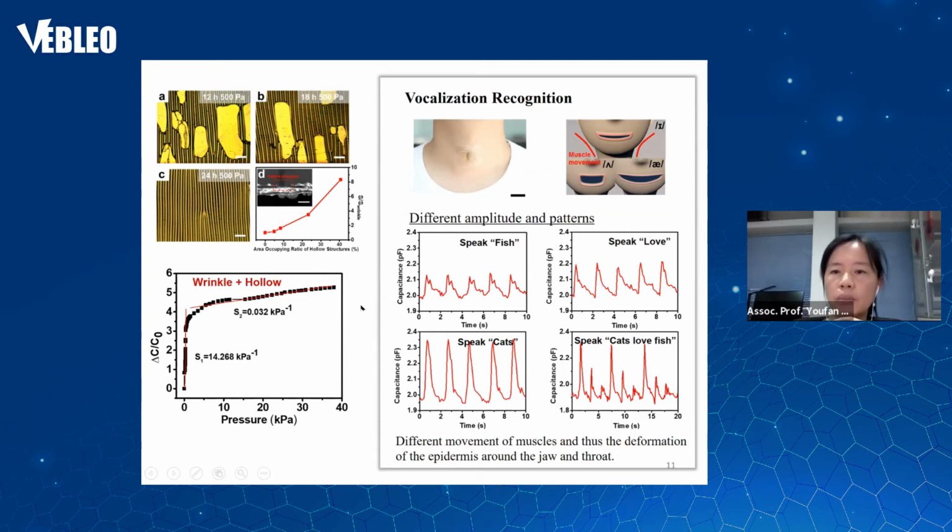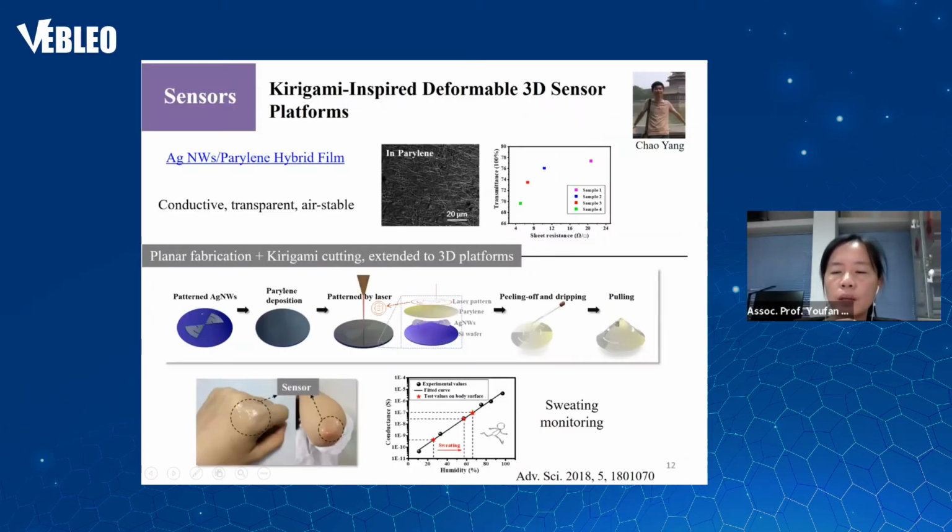So in this case, because the device is very sensitive, when you attach it on these parts of your body surface, then you can realize vocalization recognition. It's very interesting, this result. And as we all know, our body surface has a lot of curved surface area.